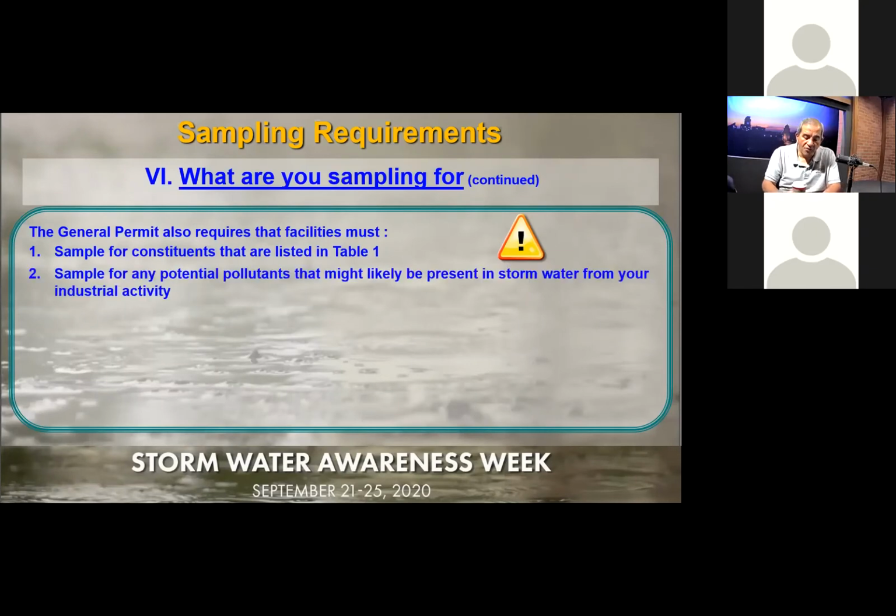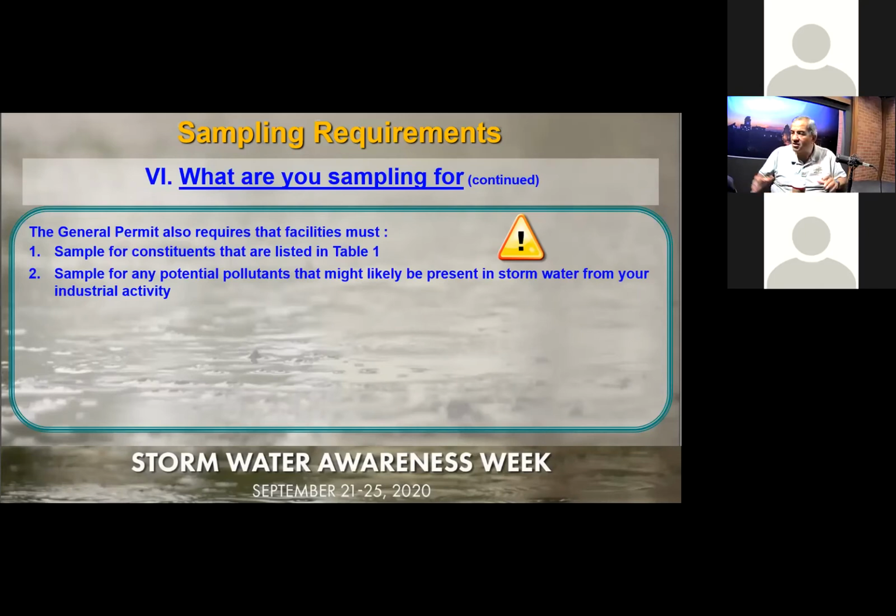So you have to sample the three basics. You have to sample anything on Table 1 unless you can get the regional board to say that it's not required. Third, you're supposed to sample for any potential pollutants that might be likely present. This is the one where you have to do your assessment, and this is where a QISP, someone with my credentials, can help.